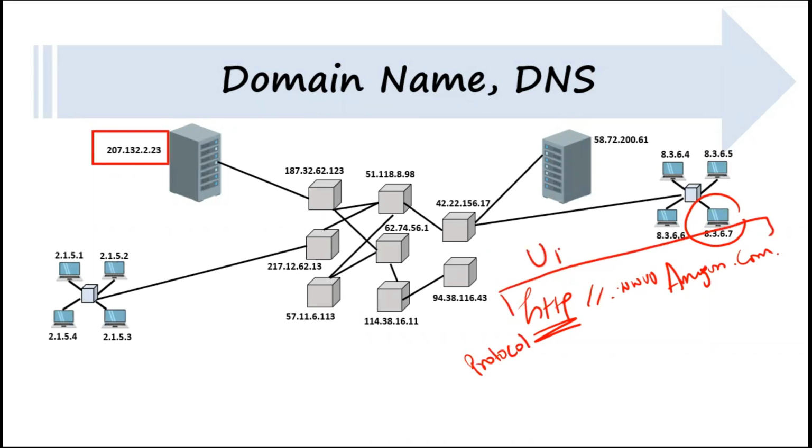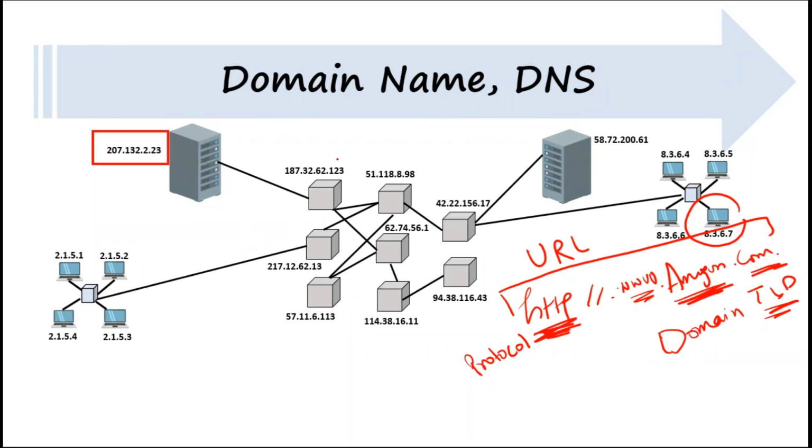This entire thing is called the URL, your Uniform Resource Locator. This thing is your protocol. This thing is World Wide Web. This tells that we are targeting the World Wide Web. We are entering the World Wide Web. This Amazon is your domain. And this .com is called the TLD, top level domain. So all these parts are very important.